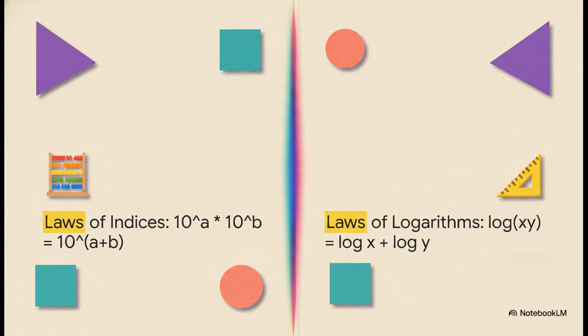We can see this beautiful symmetry right here on the board. On the left side, we have our familiar laws of indices. For instance, 10 to the power of a times 10 to the power of b equals 10 to the power of a plus b. We know that one. Now look on the right side. Corresponding exactly to those are the three fundamental laws of logarithms.